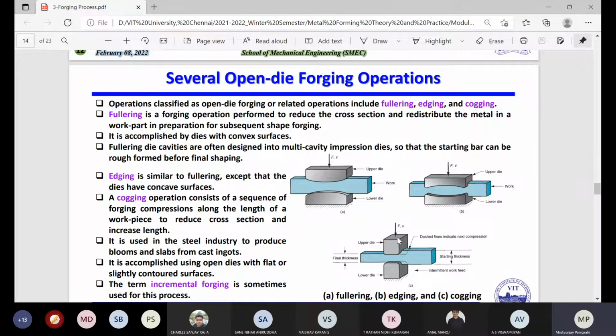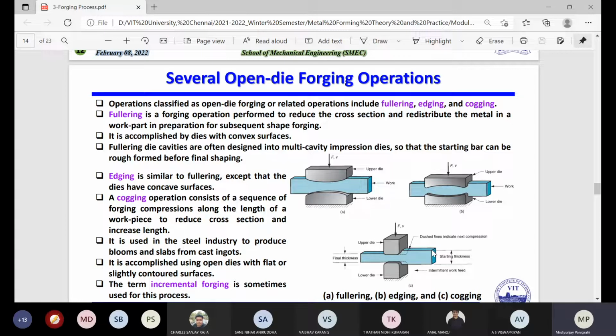So in the bottom, in the C schematic diagram, it is mentioned that a cogging operation consists of a sequence of forging compressions along the length of the workpiece. Okay, so you can see here. Maybe I'm not telling that this is similar to rolling, but in another way you can tell that this is almost close to it.